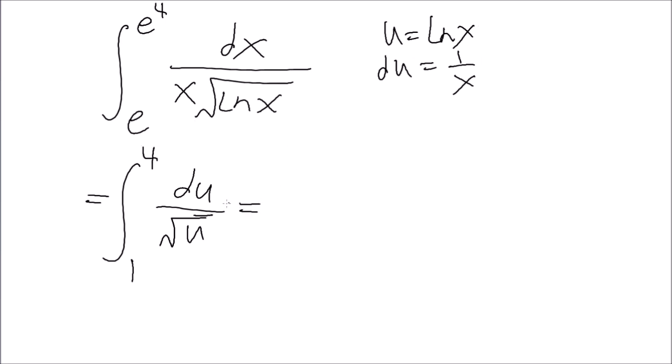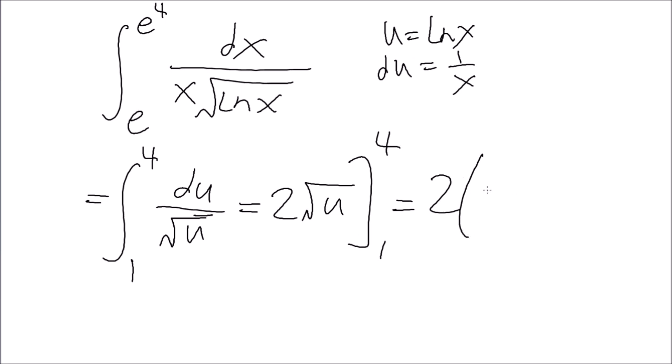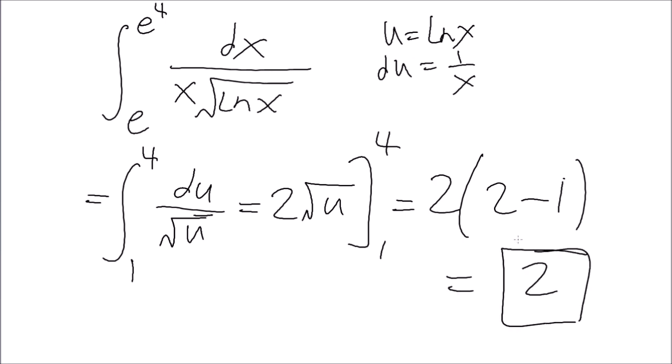Alright. And then one of the derivatives that we memorized, so when we integrate this, don't forget about that 2. So it would be 2 root u. And then plug in 1, 4. Okay, it's the square root of 4, that's 2. Square root of 1, it's 1. So the answer we see, this is 2.